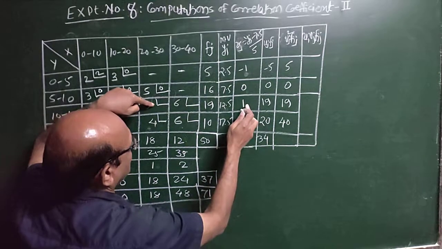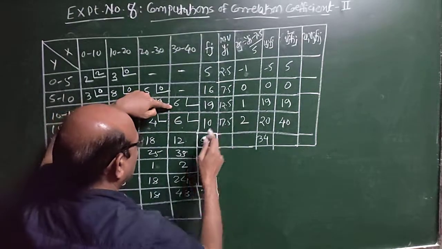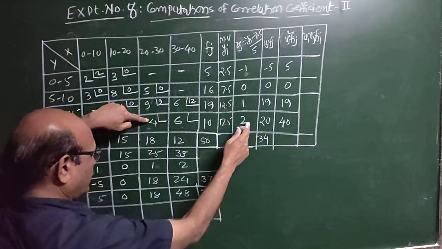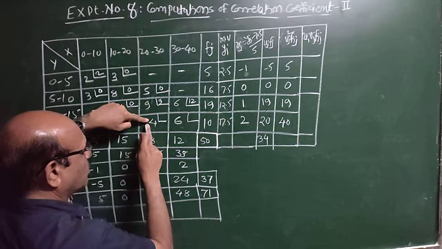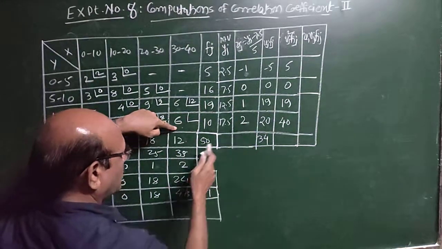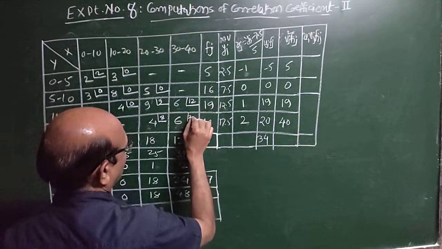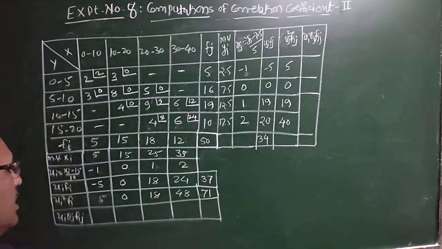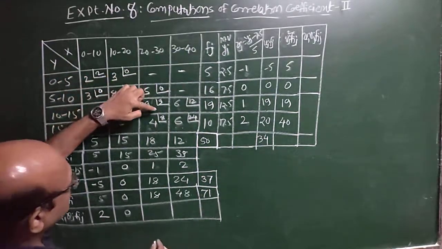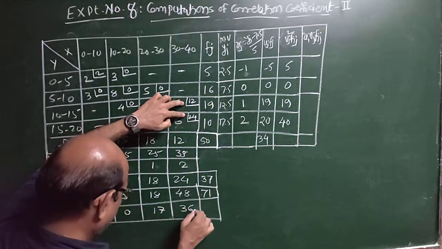And for this one, 1 into 1 is 1, into 9 is 9. For this, 1 into 2 is 2, 2 into 6 is 12. This is for 2 into 1 is 2, 2 into 4 will be 8. For this one, 2 into 2 is 4, ui into vj is 4, 4 into 6, that is fij, so 24. Like that. Now I will add these values. So this is 2, this is 0, this will be 17, and this will be 36. Get the total.